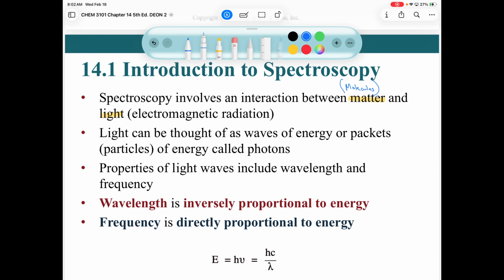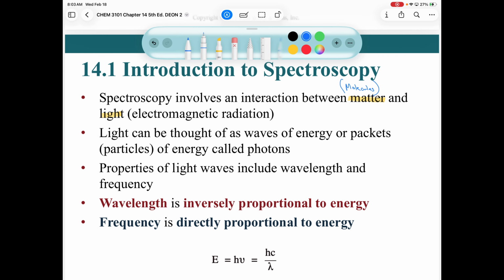So light can be thought of as waves of energy or packets of energy called photons. And you would have learned this way back in your General Chemistry 1 when you started with the Bohr atom, and you learned how Bohr postulated that electrons go in orbits around a nucleus, right? And then we said they could become excited when they absorb light, and when they relax, they emit light, and that's how they discovered that energy was quantized within the atom. And so we're going to talk about quantization in light today as well.